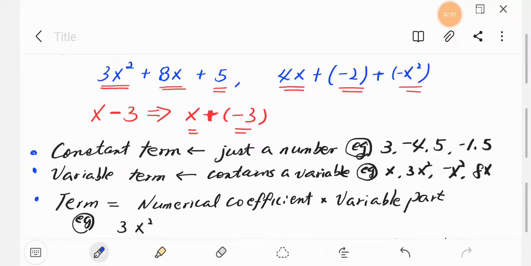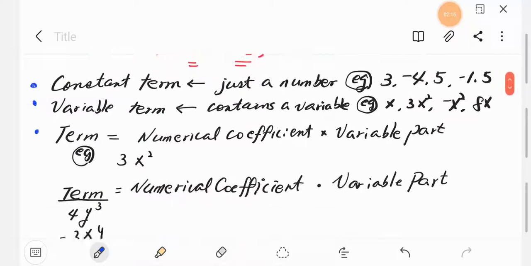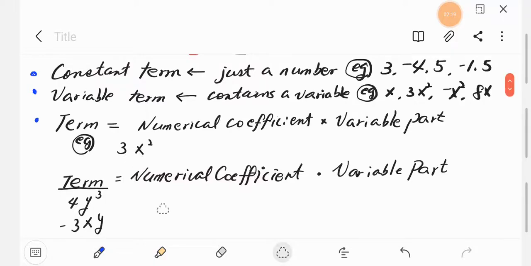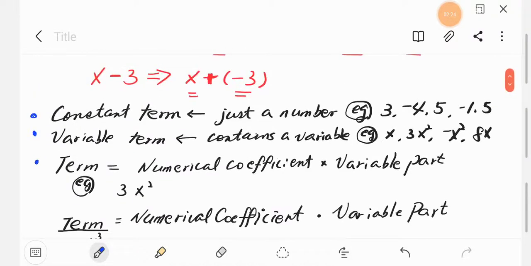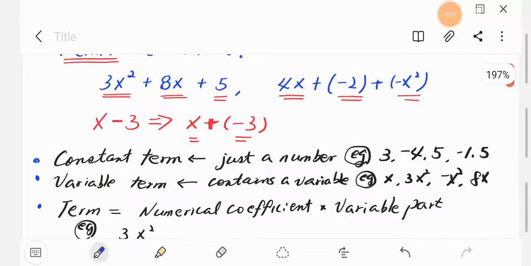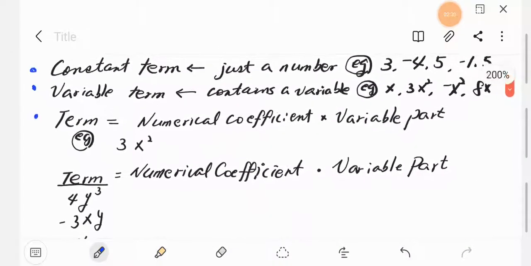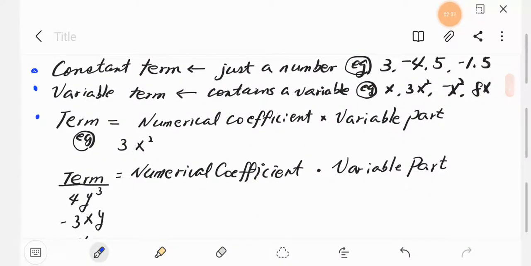And then each term is composed of a numerical coefficient and a variable part. For example, here is 3x squared. 3x squared is just one term. Actually, a term is a product. Each term is a product because it's not an addition. So 3x squared is a product, and this 3 is the coefficient. Coefficient means a numerical number. So 3 is the coefficient, and x squared is the variable part.